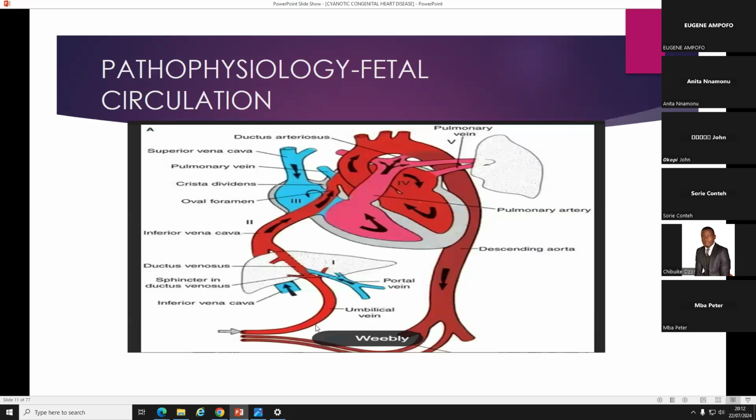So understanding the pathophysiology of cyanotic congenital heart diseases is not really possible without discussing fetal circulation. So this is a diagram that will help to remind us of fetal circulation. Basically, the fetus receives oxygenated blood through the umbilical vein from the placenta. And then this is the ductus arteriosus. It drains into the inferior.